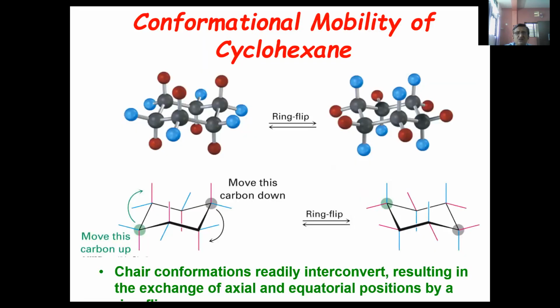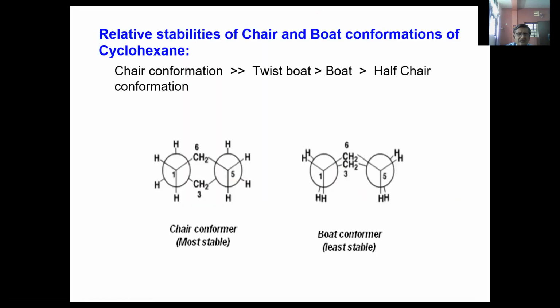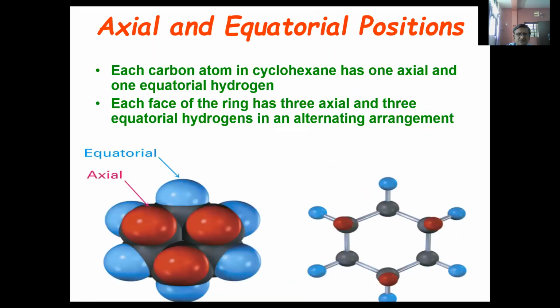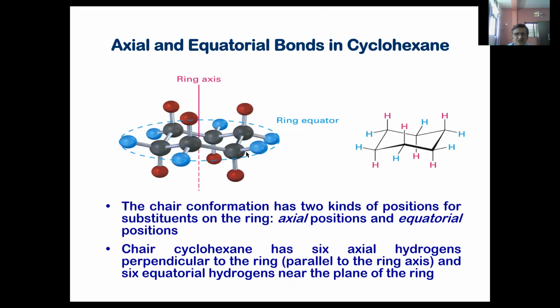I hope you understand all these aspects. Once again I will repeat, this is a very important one. The axial and equatorial bonds: those which exist along the ring equator are called equatorial bonds or equatorial hydrogens. Along the ring axis, they are called axial bonds or axial hydrogens. When a question is asked, draw this diagram and write the answer about it.